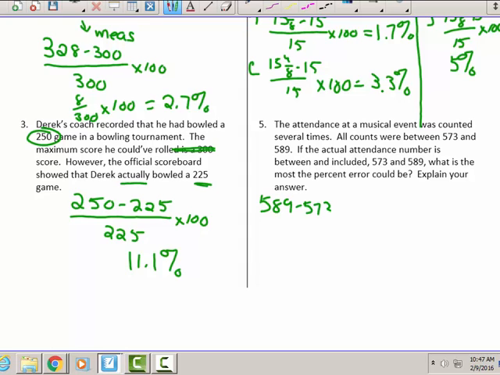589 minus 573. Now, what I have to worry about, because it doesn't tell me what the actual is. So if I want the biggest, that means I need the smallest number here. So I would divide by 573 times 100. So 589 minus 573 divided by 570. I don't know why I wrote 5 there. Sorry about that. That's supposed to be 573 times 100. So our biggest percent error is 2.79%.